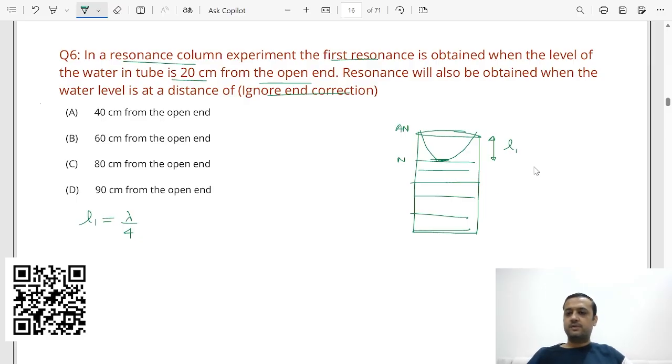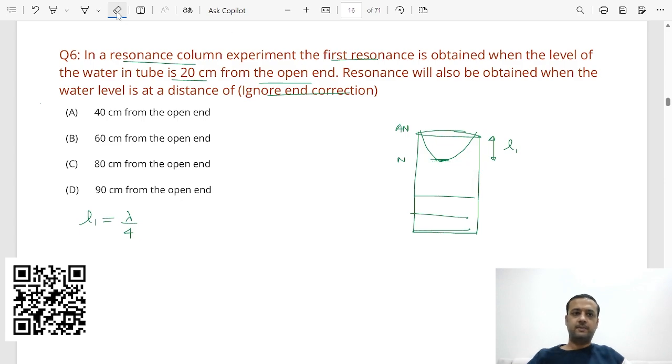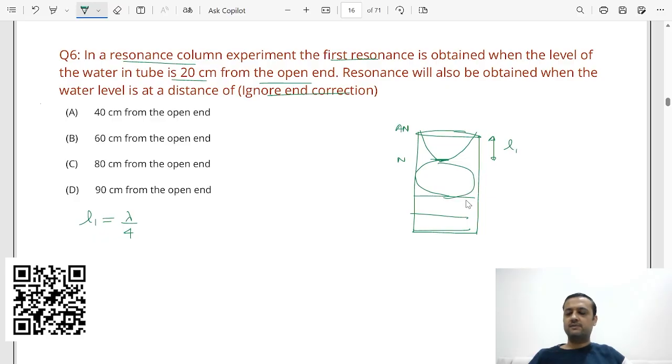Now when the next resonance happens, one more loop will be added, so this situation will occur. If I call this length L2, then L2 will be equal to 3 lambda by 4. Lambda by 4 is L1, so this is 3 L1. L1 was given as 20 centimeter in the question, so the next resonance will be obtained at 60 centimeter. So option B is correct.